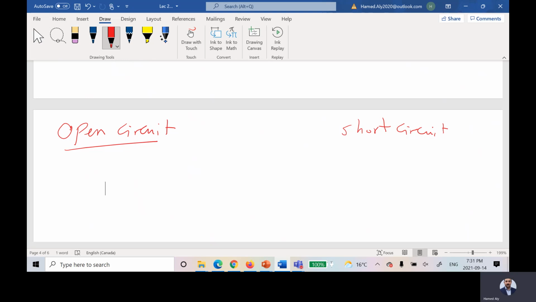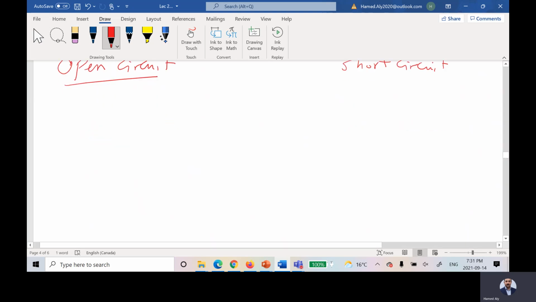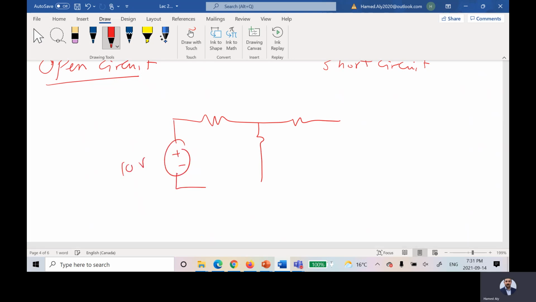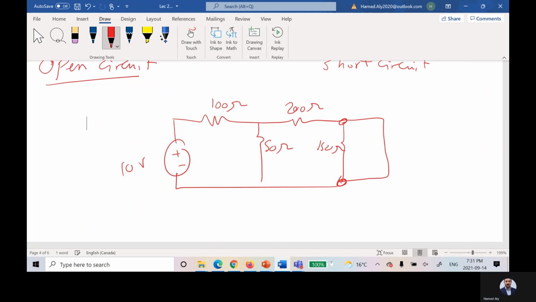So what I would like you to know for the short circuit, if I have this circuit, for example, and I connected this wire. This is, for example, 100 ohm, 200 ohms, 50 ohms, this is whatever, 150 ohms. What I did here, I connected that wire that has no resistance.